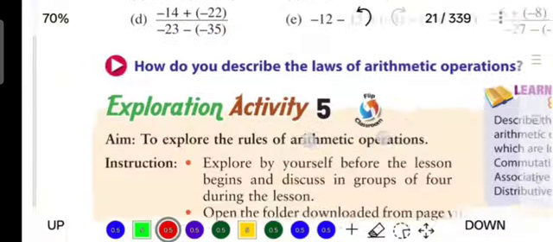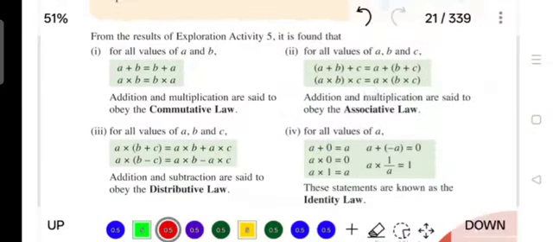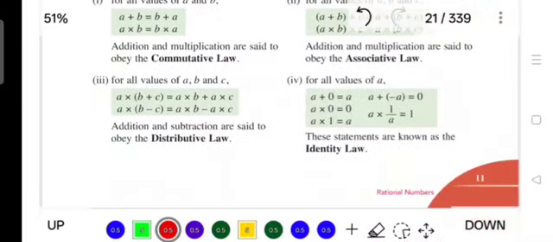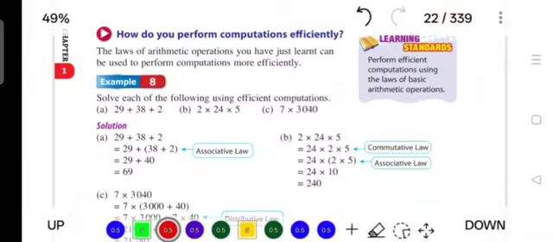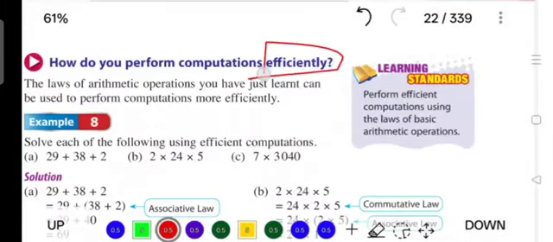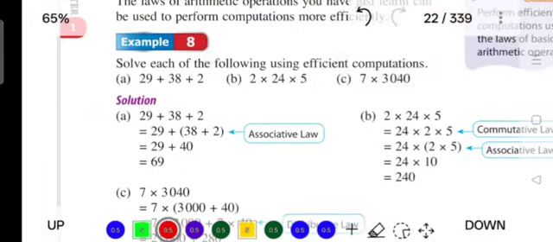I'm not going to go into detail. This is just an additional top up video for whatever I already have before. Commutative law, associative law, distributive law, identity law, you have learned before. Whenever you see the word efficiently, what I found out is many students fail to show the law in their calculation.